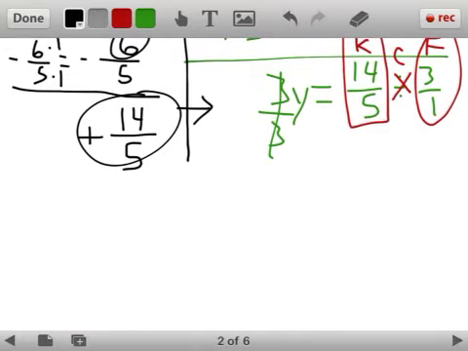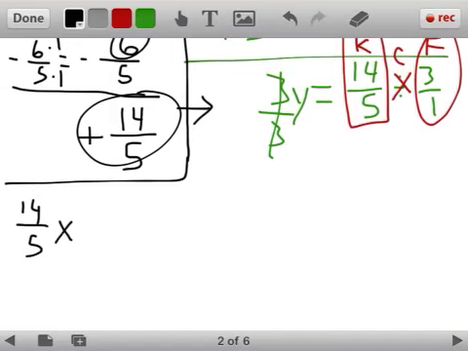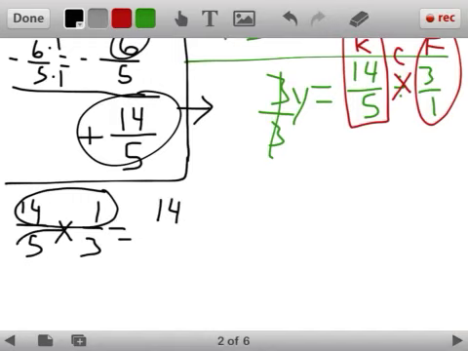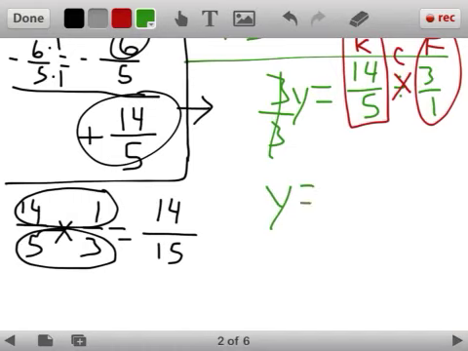So whenever I do that, it's going to look like this. I'll kind of do it over here on the left side. So I've got 14 over 5. I'm going to keep that. I'm going to change it to multiplication, and I'm going to do the reciprocal or flip that second fraction. Now I just multiply straight across. 14 over 1 is 14, and 5 times 3 is 15. So that means y equals 14 over 15.